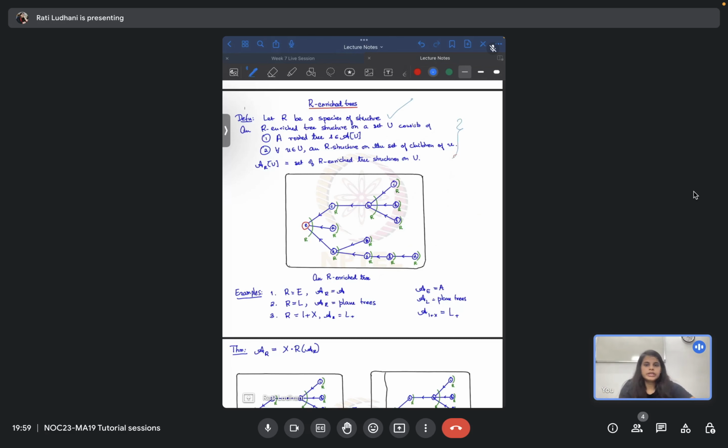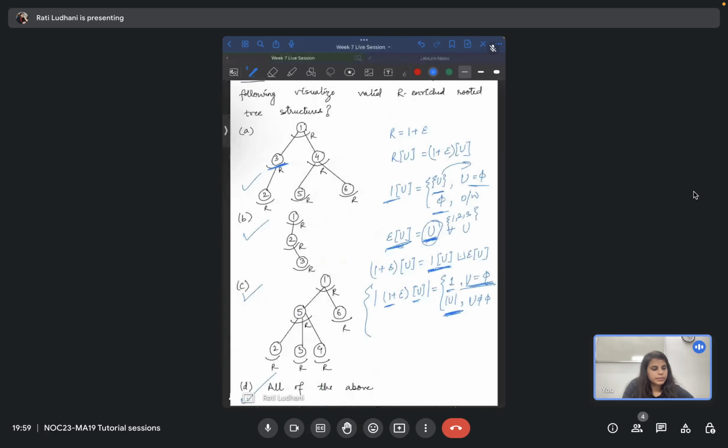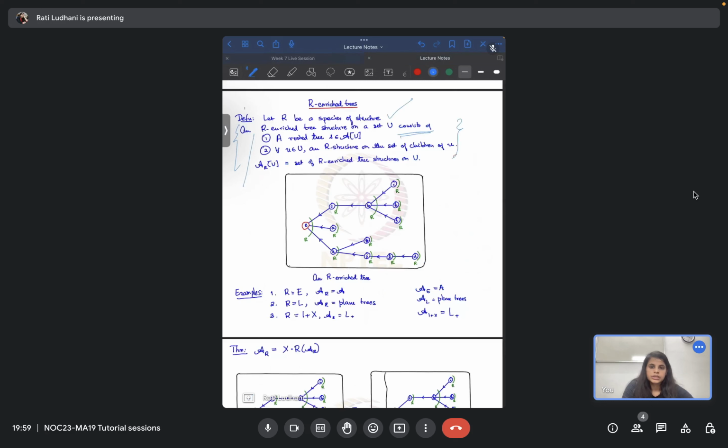So any R-enriched rooted tree structure on a set U should consist of these two things. This definition says these two things should be there. So we need to see if these conditions are fulfilled in the diagram or not. This diagram is actually explaining these two things. Now what does this say? A rooted tree S belongs to AU.